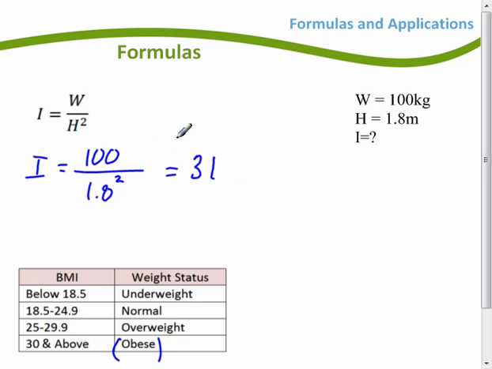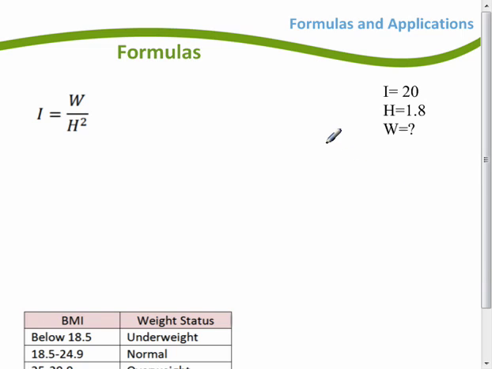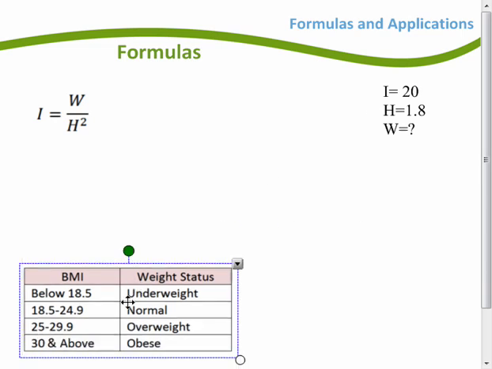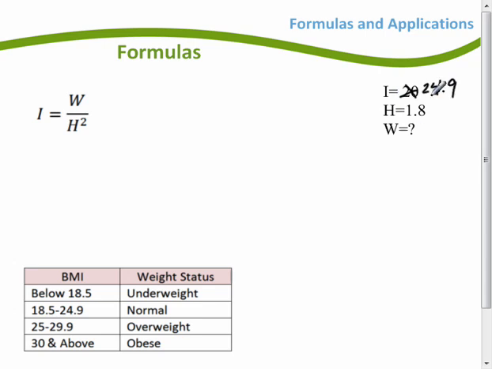Okay, so that was a fairly easy one. My formula was already solved for I, and all I had to do was substitute in letters. Let's try one going backwards. So let's say that my index, I want it to be, I don't know, about 20. What's my other range there? Let's go in the higher range. Let's say 24.9. So say I want my index to be 24.9. My height, can't do much about that at my age, 1.8.